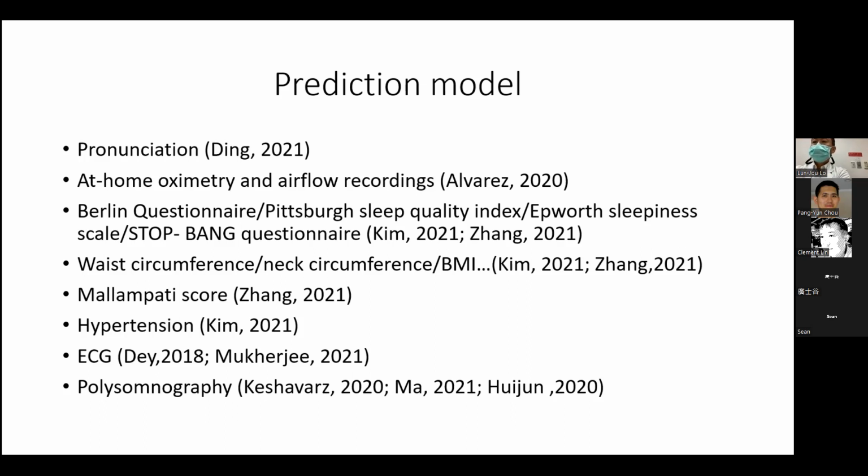Some literature uses waist circumference, neck circumference, and BMI to detect OSA, and some might use myopathy and hypertension. We can even use the ECG image as an input to the machine learning or deep learning model, and it might also tell us if this patient has a high risk. Most important of all is the polysomnography. Sleep tests also provide a lot of different data, and it is very suitable for us to incorporate all of these data to build a prediction model.